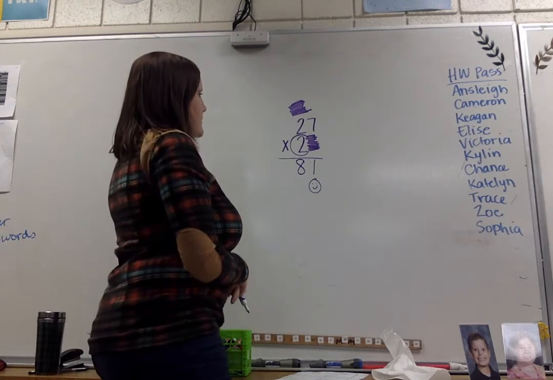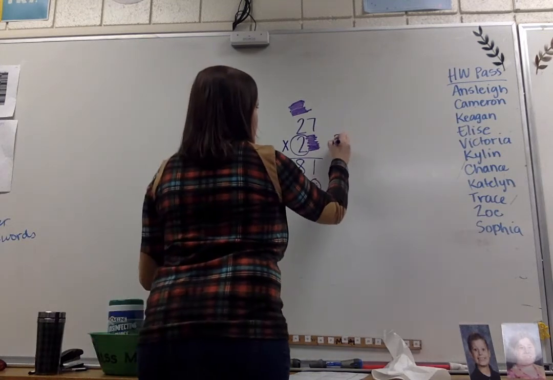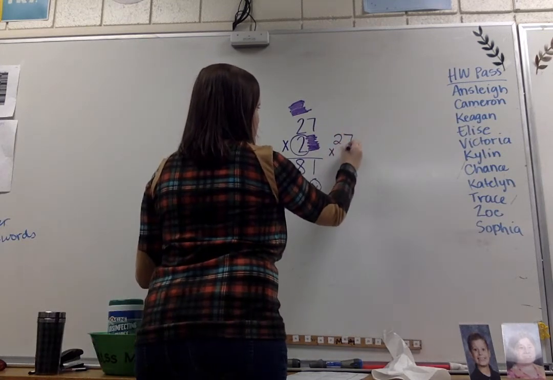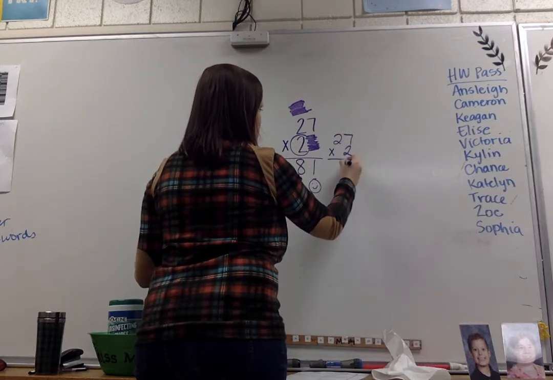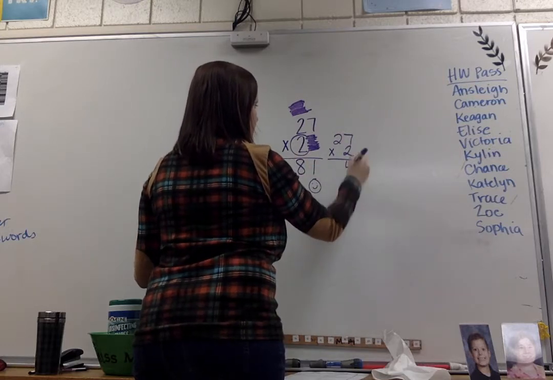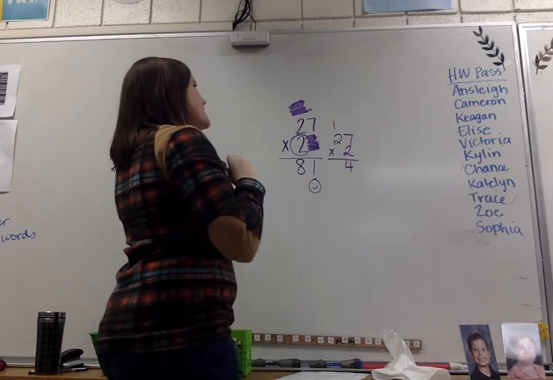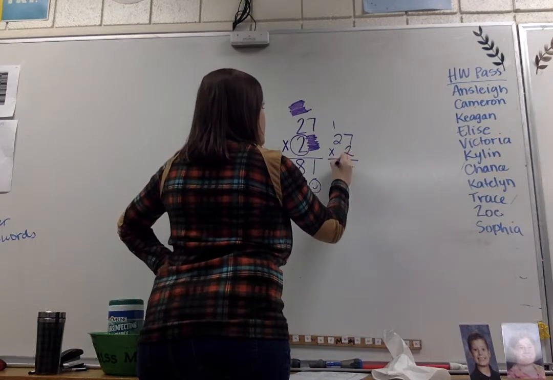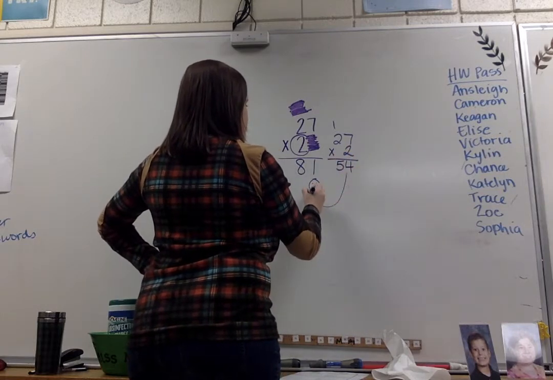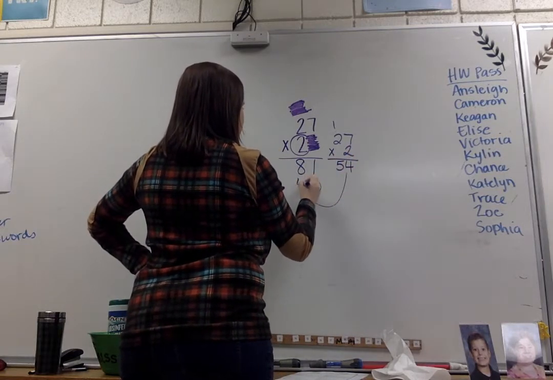So now we're doing 27 times 2. We do it out to the side. 7 times 2 equals a product of 14. The 4 goes in the ones. The 1 goes in the tens. 2 times 2 equals 4 plus 1 equals 5. So now I'm going to transfer that number over here.